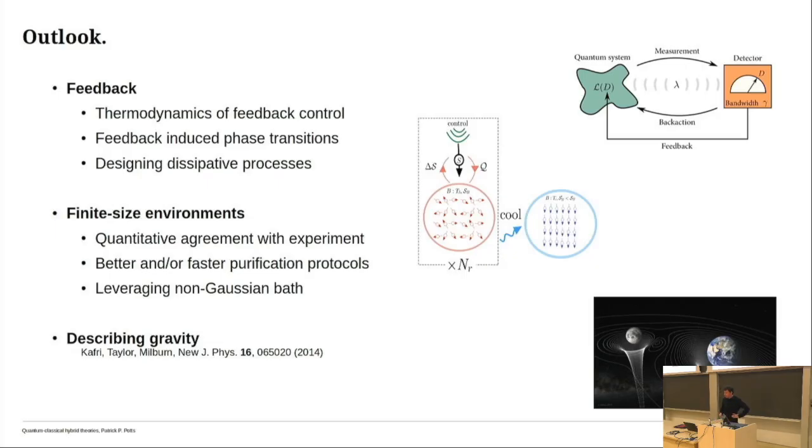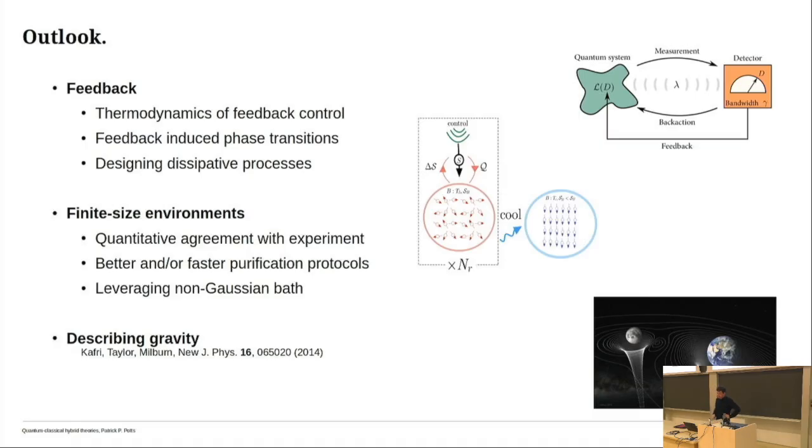In terms of finite size environments, we're now working hard on getting quantitative agreement with experiment. And then we want to leverage this insight that we have now to get to better and faster purification protocols. We also want to make use of these very non-Gaussian features that we can create in the bath. It's a bit unclear at the moment what they are going to be useful for, so we want to better understand them and actually put them to use to do some interesting stuff with them.